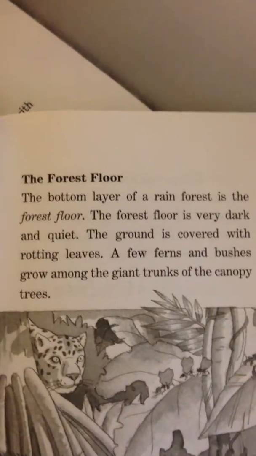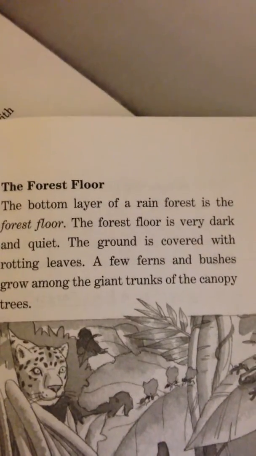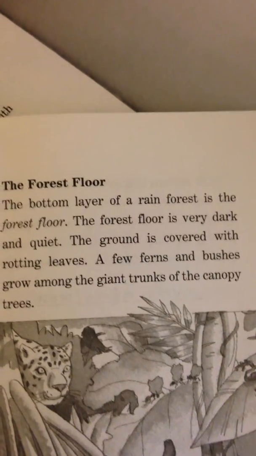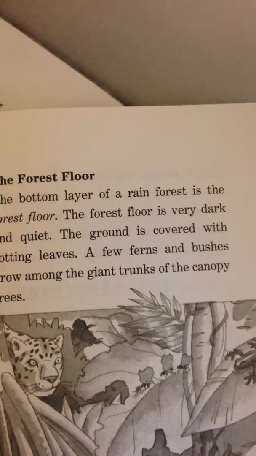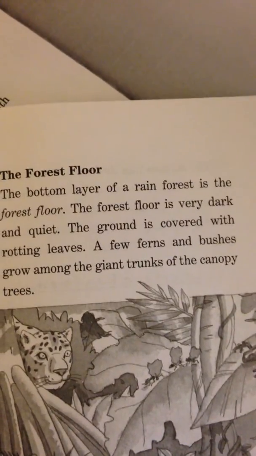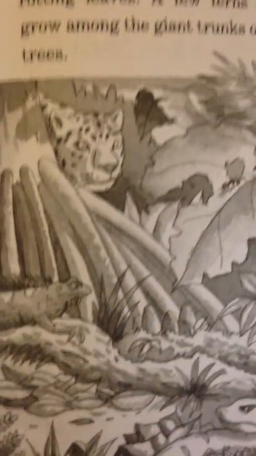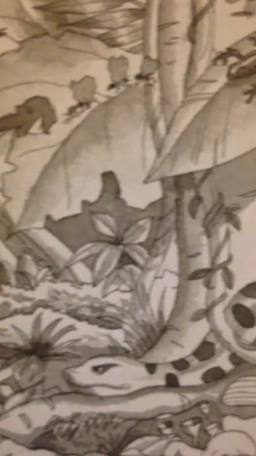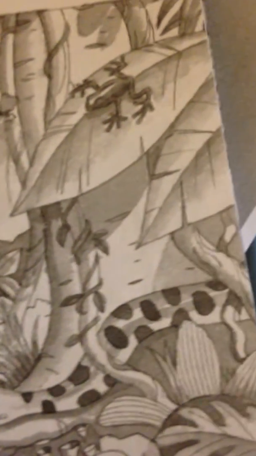The forest floor. The bottom layer of a rainforest is the forest floor. The forest floor is very dark and quiet. The ground is covered with rotting leaves. A few ferns and bushes grow among the giant trunks of the canopy. And here's a picture of what that looks like. Lots of stuff down there. Oh, a snake and a tree frog. Oh, that looks like a leopard to me. Let's go to the next page.